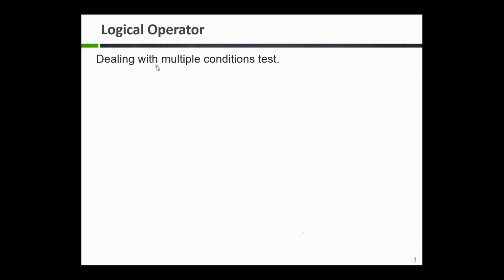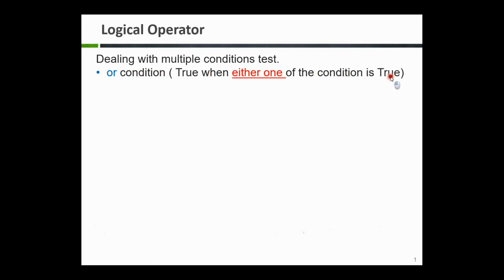Hi, in this video we are going to talk about the logical operators in a decision statement. We use logical operators when we are dealing with multiple test conditions. The first logical operator is the OR condition. OR returns true when either one of the conditions is true. Another operator is the AND condition. AND returns true only when all conditions are true.